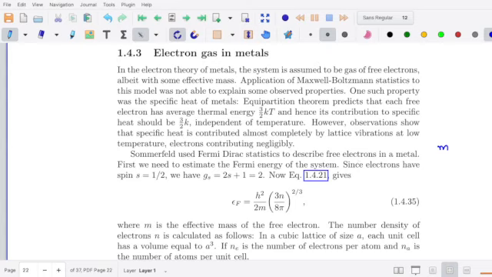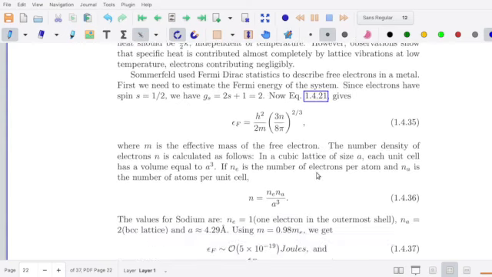So we note that the electrons have spin s equal to half, and therefore the degeneracy factor Gs is equal to 2s plus 1, which is 2. And then we have the expression for epsilon f. With Gs equal to 2, the expression becomes h square by 2m times 3n by 8 pi to the power 2 by 3. Now this m is the effective mass of the free electrons in the band, and not the electron mass, not the mass of the free electron.